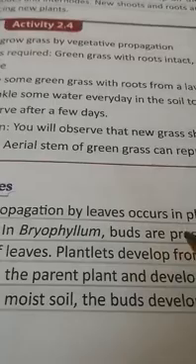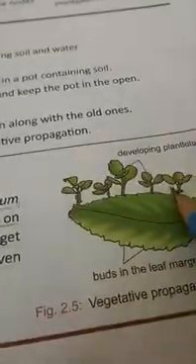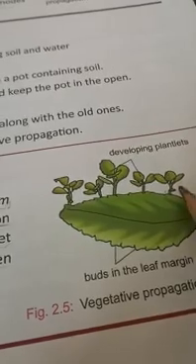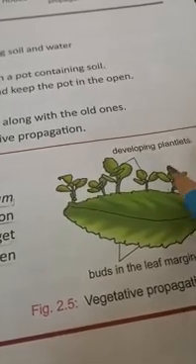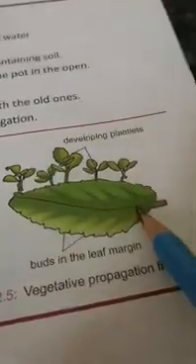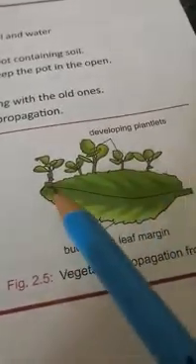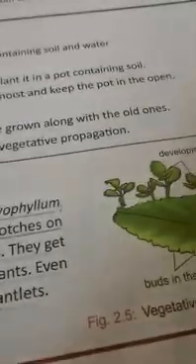Okay, then these buds will detach. If you take out one and put it in the soil, this will grow into a new plant. So like this, all these plantlets will grow into new plants. Even if this whole leaf will fall down, then these buds will give rise to new plants.